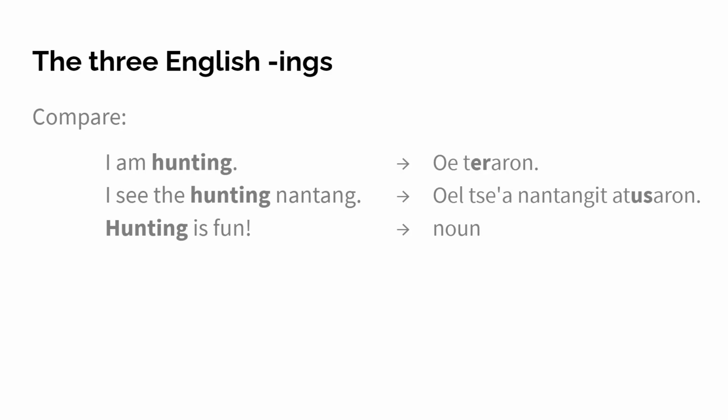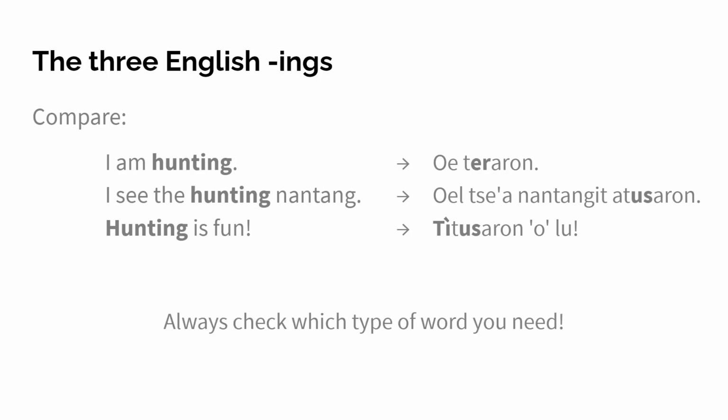It's the active participle, the active adjective, so we need us. And the last one is a gerund we just talked about. It's the noun, the action of doing something, the action of hunting is fun. So tetusaron o lu. Always check in your English sentences which type of word you actually need. Do you need a verb? Do you need an adjective? Do you need a noun? Because in Natvi, it is very important to distinguish these things. Not only for this case with the ing, but also for others.